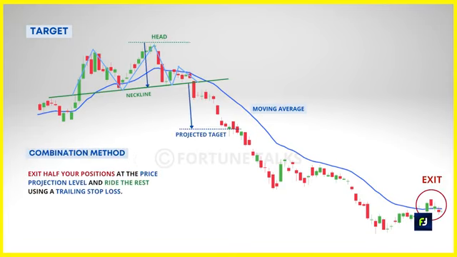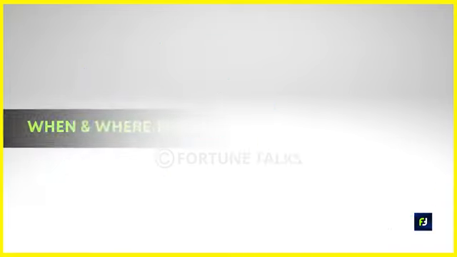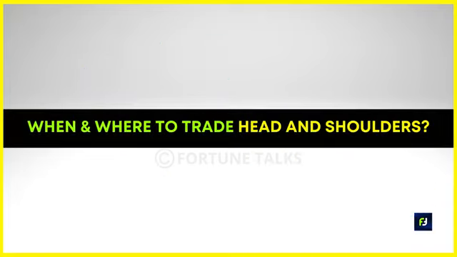your position. The last method uses a combination of both these techniques. The idea is to exit half your positions at the price projection level and then ride the rest using a trailing stop loss. By doing this, you will be able to lock in some good profits and not fall prey to the market reversals. Now, I would like to add a few more points as to when and where to trade this pattern on the charts.